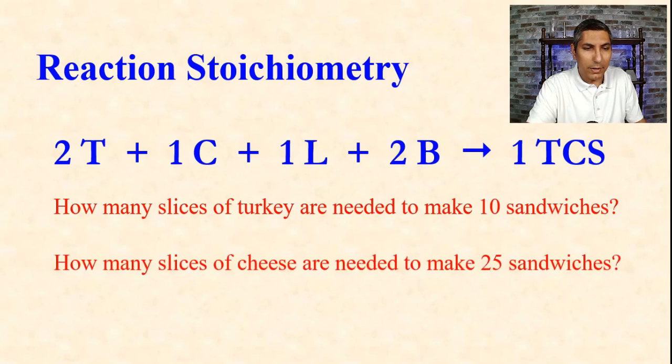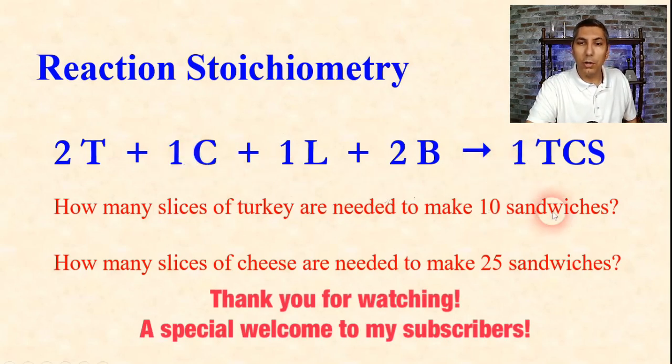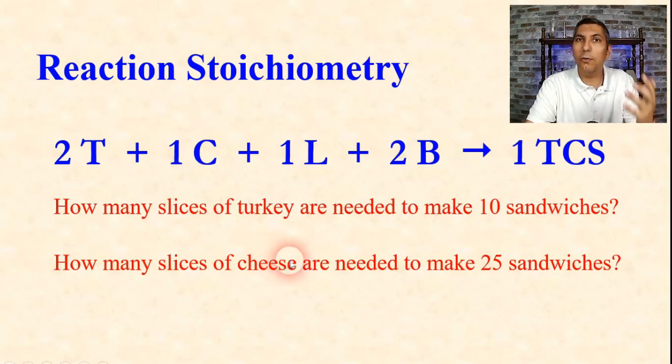Now, what about this question? How many slices of cheese are needed to make 25 sandwiches? Well, if we look at this equation or recipe, we can see that sandwiches to cheese is a 1-to-1 ratio. So for every 1 sandwich, we need 1 slice of cheese. So 25 sandwiches will require 25 slices of cheese.